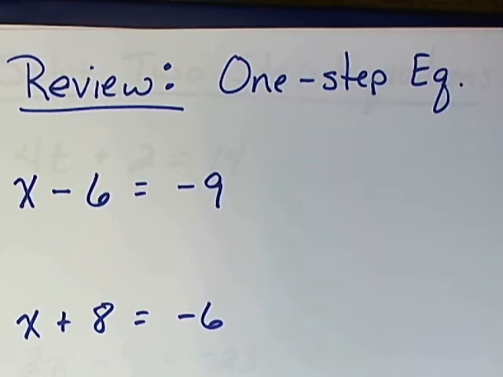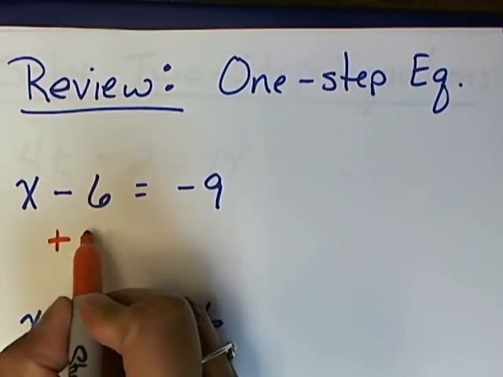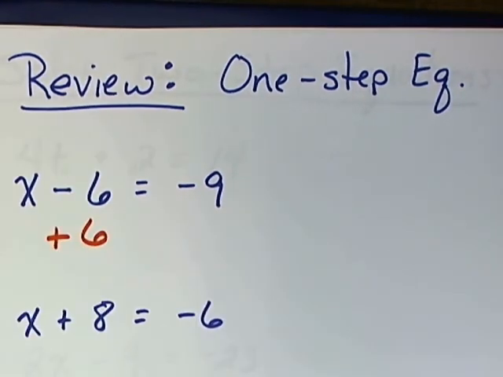So I want to get x by itself. Right now, I have an x and I'm taking away 6. Well, I want to cancel out that taking away 6, so I want to add 6. Those are called inverse operations. A -6 and a +6 equals 0, and that gets your x all by itself.